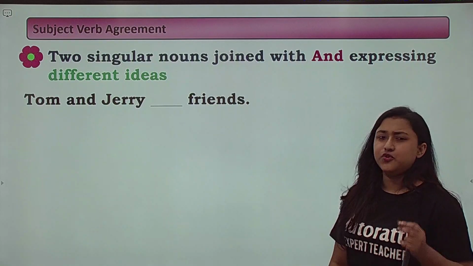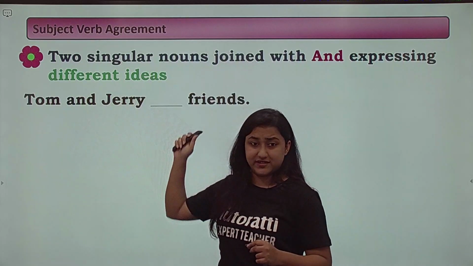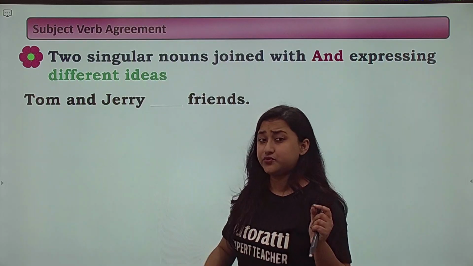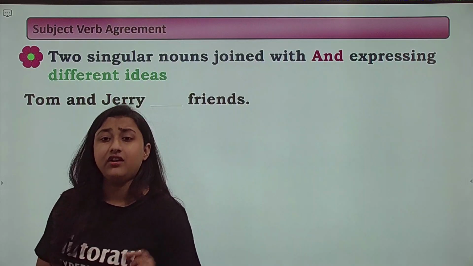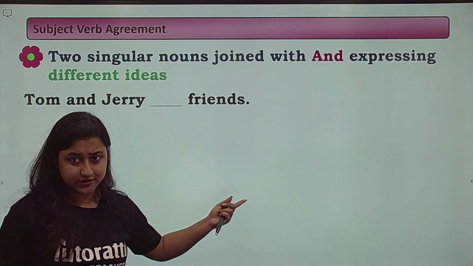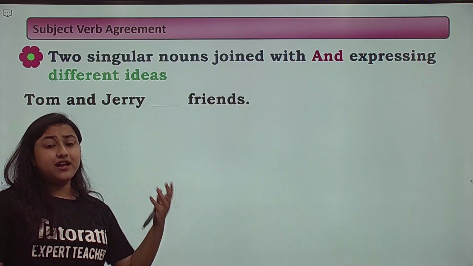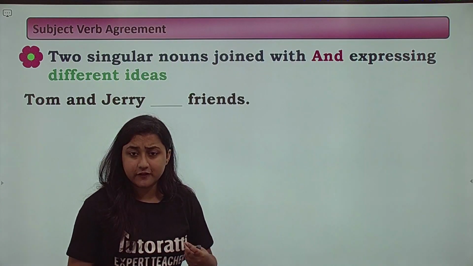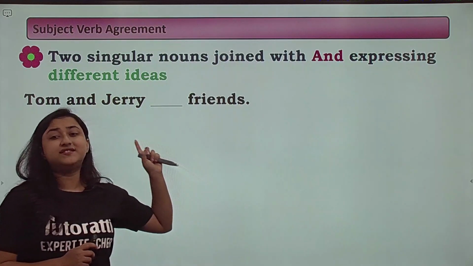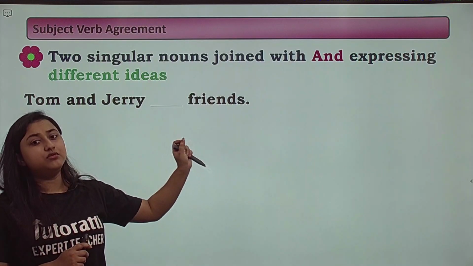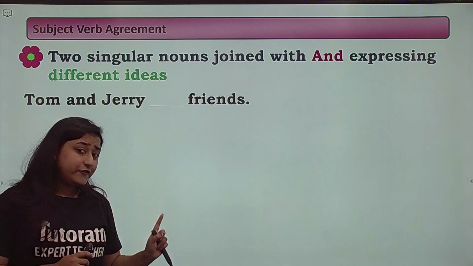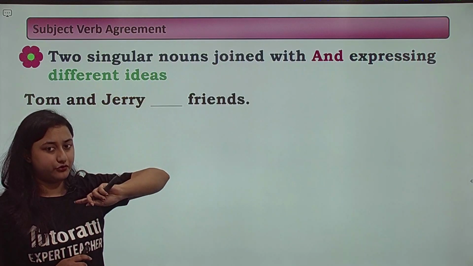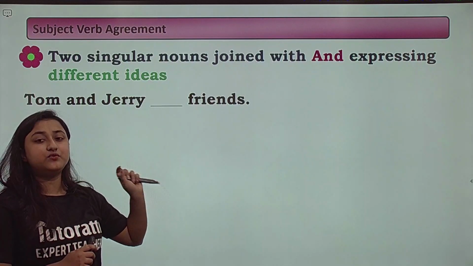So, whenever you get a sentence where there are two singular nouns, mind you, two singular nouns joined with and expressing different ideas. Now, students, please keep in mind that you cannot confuse and with the other conjunctions. Some of you might say that as well as, furthermore, in addition to, moreover, these are also substitutes of and. Please remember, this rule is only and only for and. We'll study the rules for the other conjunctions. If it were Tom as well as Jerry, then you apply a different rule. This rule caters only to sentences which are joined by and.